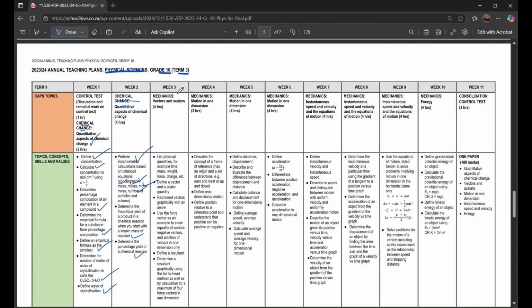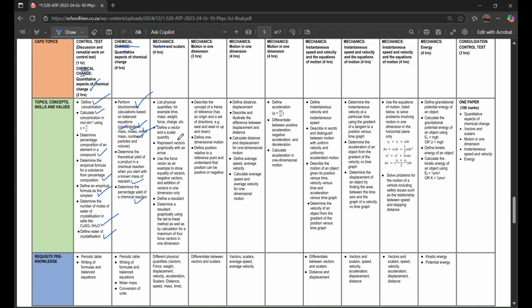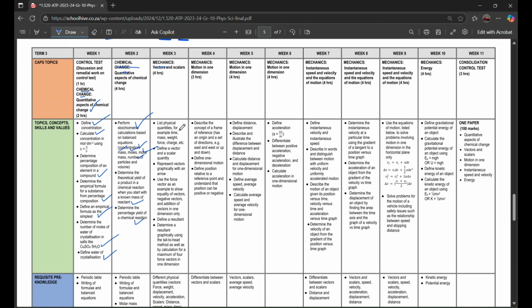Within the third week, we look at the mechanics, the vectors and scalars. List physical quantities, for example, time, mass, weight, force, charge, etc. Define a vector and a scalar quantity. Represent vectors graphically with an arrow. Use the force vector as an example to show equality of vectors, negative vectors, and addition of vectors in one dimension only. Define a resultant.